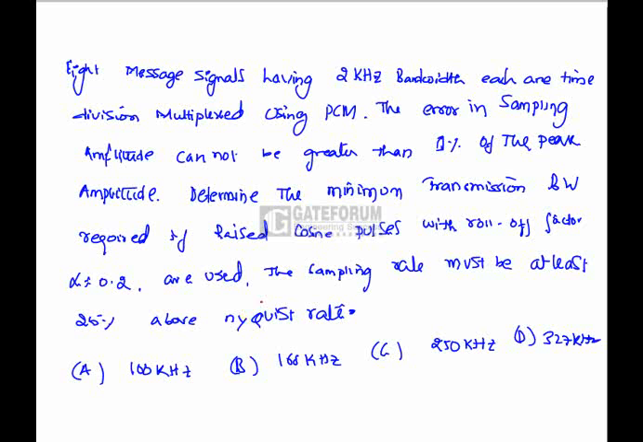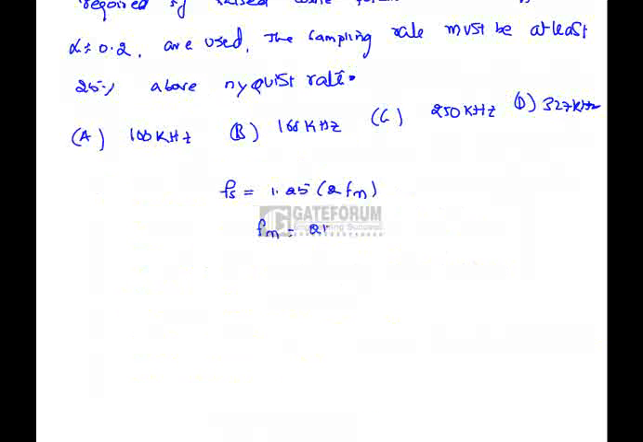Next question: 8 message signals having 2 kHz bandwidth each are time division multiplexed using PCM. The error in sampling amplitude cannot be greater than 1% of the peak amplitude. Determine the minimum transmission bandwidth required if raised cosine pulses with roll-off factor 0.2 are used. The sampling rate must be at least 25% above the Nyquist rate. That is, Fs is 1.25 into 2 fm, where fm is 2 kHz. Hence it is going to be 5 kHz. The number of signals is 8.